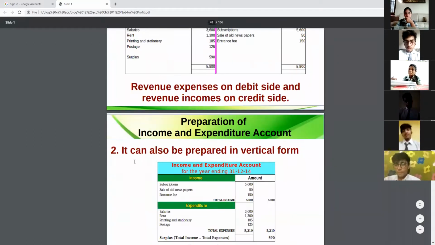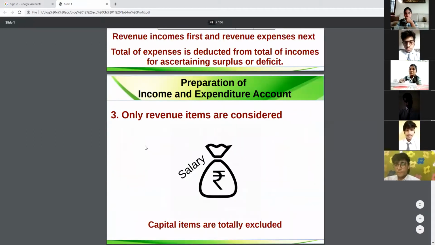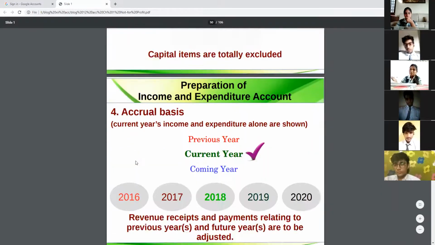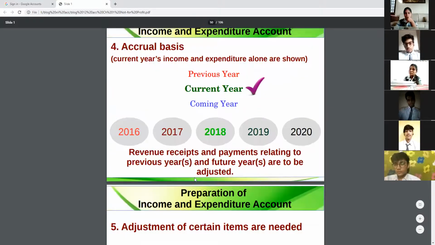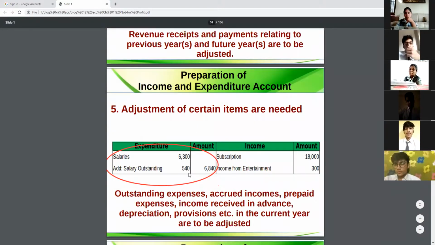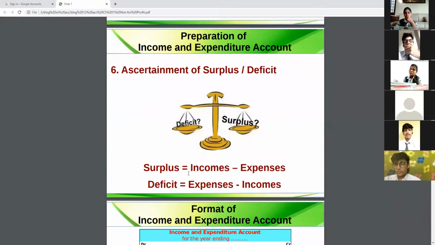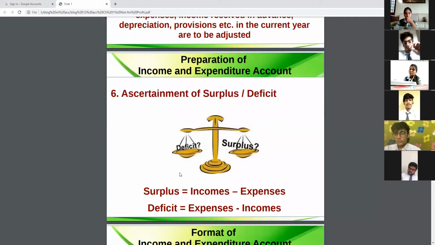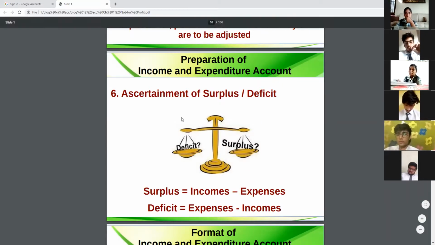Okay, debit side for expenses, credit side for income. Only revenue items are to be considered. Accrual basis, only current year to be considered. All adjustment to be made, and it is prepared to know the surplus and deficit. Surplus means income minus expenses. Deficit means expenses are more than income.